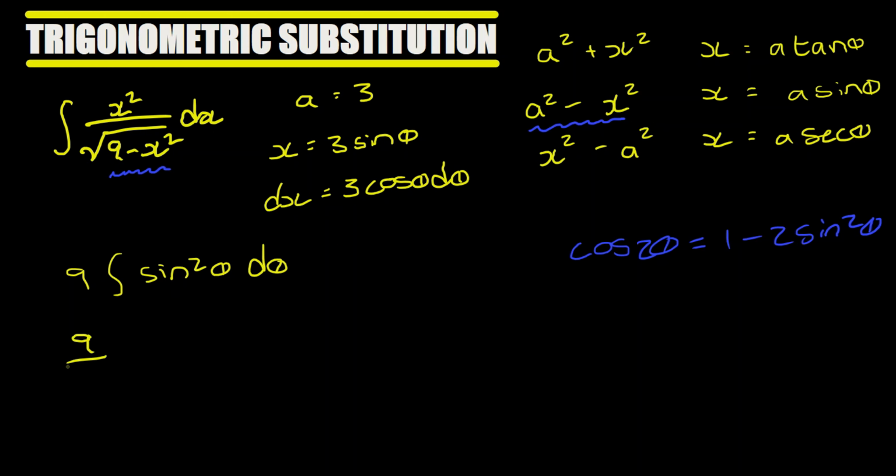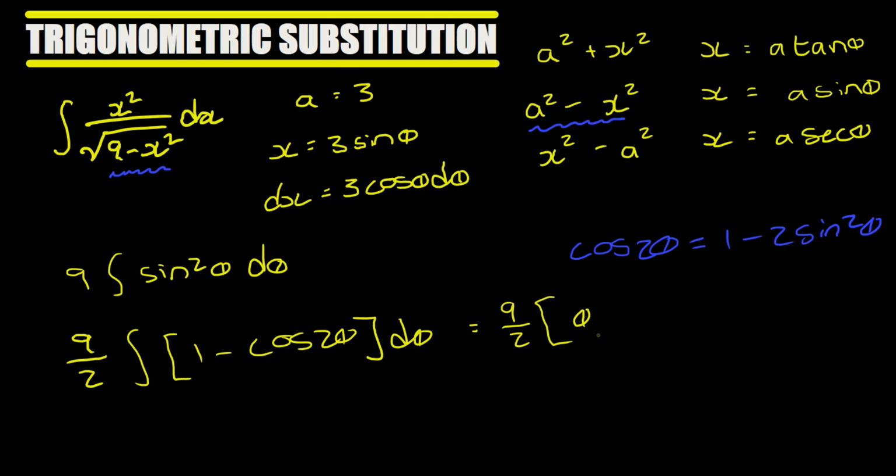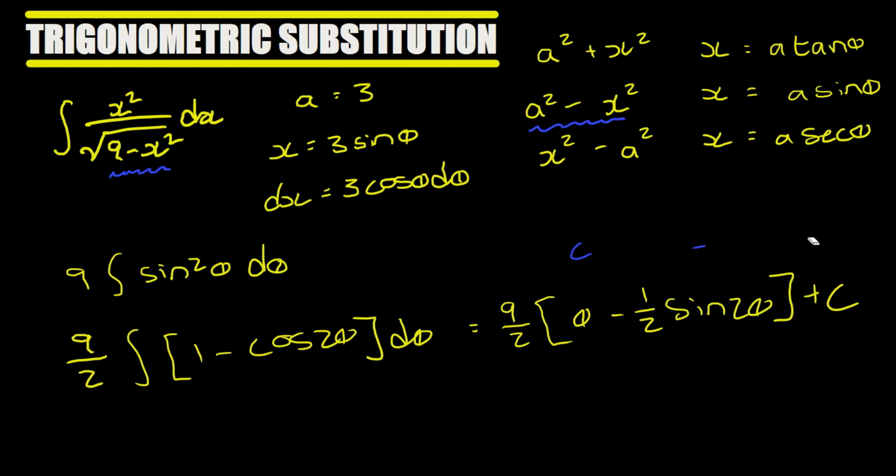So we are left with 9 over 2, where we have the integral of 1 minus cos 2 theta with respect to theta. And when we evaluate this equation, we are left with 9 over 2 multiplied by theta minus a half sine 2 theta plus a constant. We can now find theta by making it the subject of the formula where we defined x, meaning that theta is equal to the inverse of sine of x over 3.